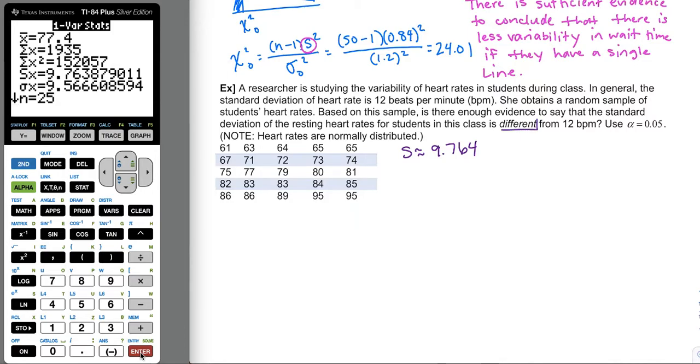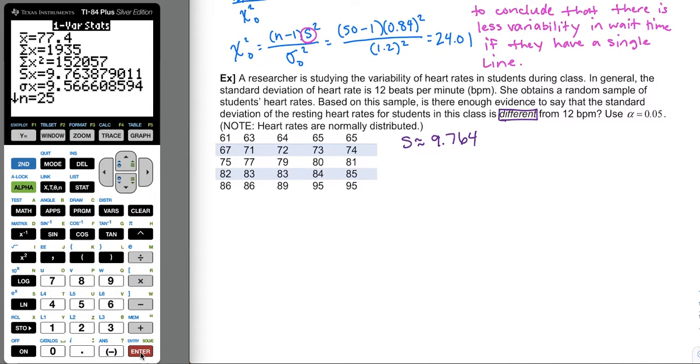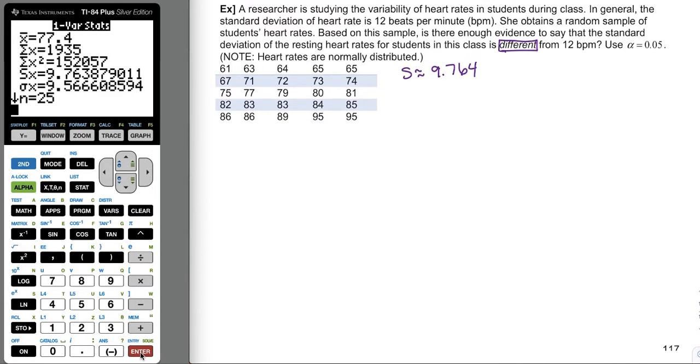In our problem here, it didn't say if she thought the variability would be higher or lower than 12, just that it would be different. And of course, 9.764 is different from 12, and it is lower. It's important to note that it's lower because for this two-tailed test, we'll need to do a little bit of extra work to find the p-value. So let's start out by writing our hypotheses down before we work on the p-value. Of course, the assumption is that sigma is equal to 12, that it's going to be the same for the students, and that her hypothesis or her suspicion is that it's actually different from 12. She didn't state higher or lower, so we're looking at a two-tailed test.